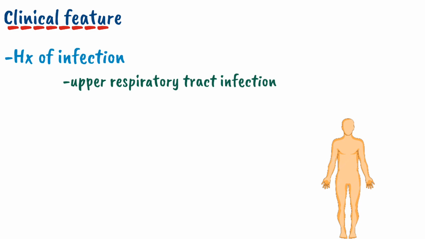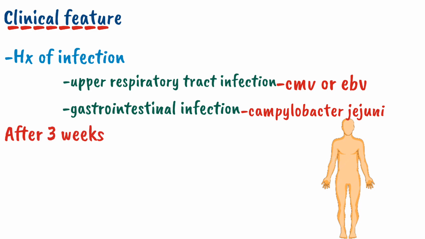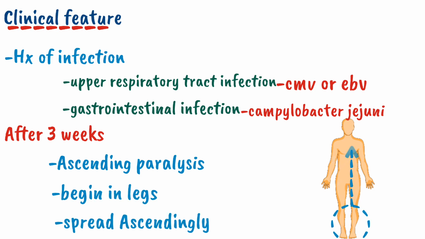How will a patient of Guillain-Barré syndrome present clinically? Clinically, the patient will present with a history of infection, most commonly upper respiratory tract infection caused by cytomegalovirus or the Epstein-Barr virus, or gastrointestinal infection caused by Campylobacter jejuni, which most commonly causes bloody diarrhea. After this infection, when 3 weeks have passed, the patient will present with ascending paralysis. By ascending paralysis, we mean that the paralysis will begin in the legs and it will spread upward.